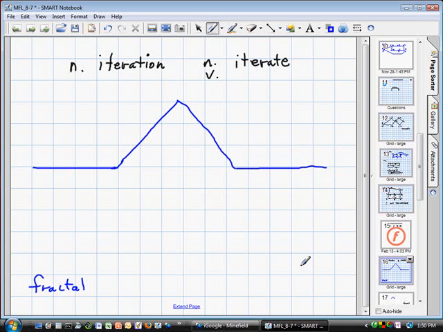Some iterations are geometric, and some are arithmetic. So in other words, you can do iterations on geometric shapes, which I'm going to do first. You can also do iterations on mathematical formulas. And today the goal is to do some of each.